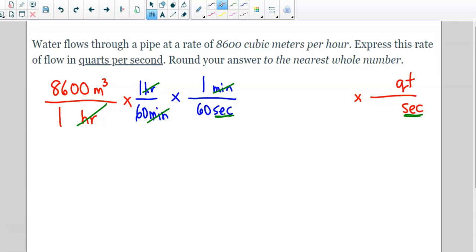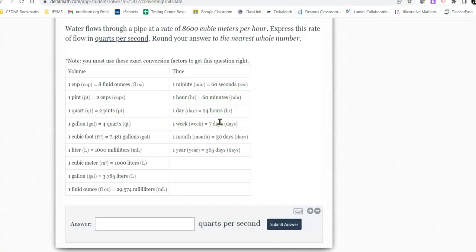Now I have to figure out how I can convert my cubic meters to quarts. So I'm going to go back to my reference chart here, and let's take a look at what we have. I have to look for information about cubic meters. That's what I'm looking for. Let's see over here. I see 1 cubic meter is 1,000 liters. And that's the only thing I see about cubic meters. So this is definitely a ratio that I'm going to need. So 1 cubic meter is equal to 1,000 liters.